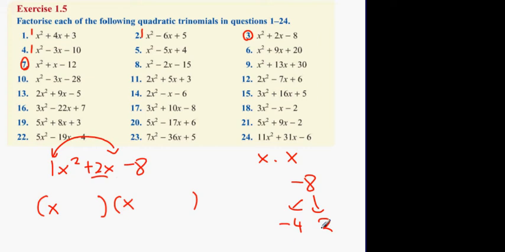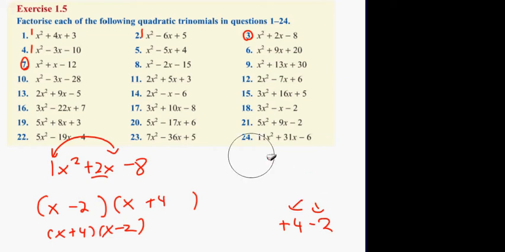Minus 2 plus 4. Exactly. So you just quick change around there, and that's your answer. Another acceptable answer would be the opposite way around: x plus 4, x minus 2. They're both acceptable, okay? Now that you've done that one, we're now on question 7. So I've done question 3. I'm now going to do question 7.